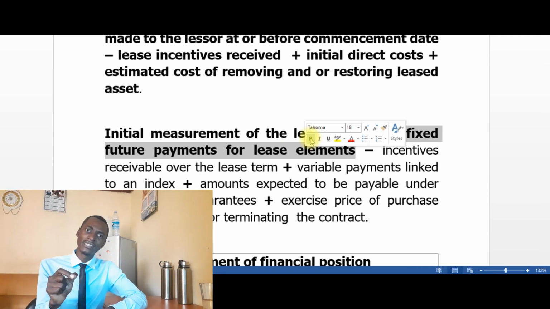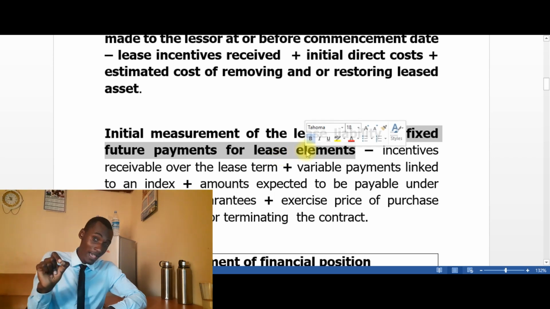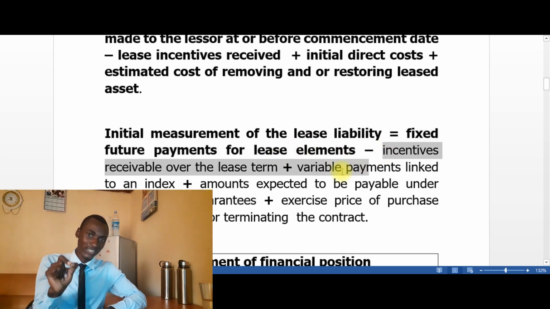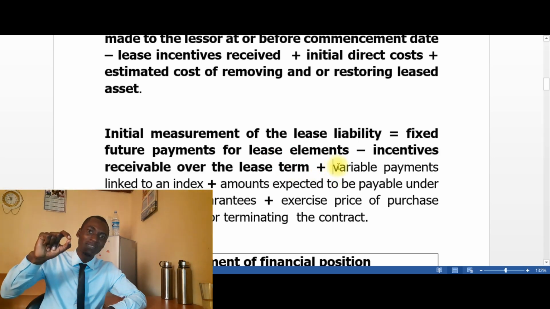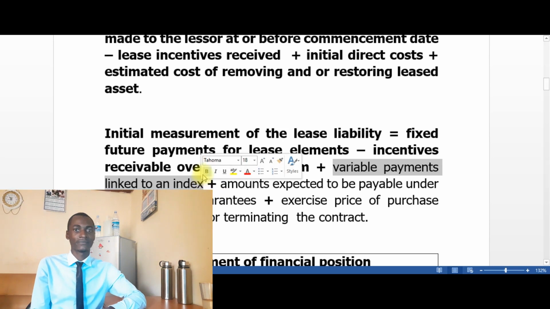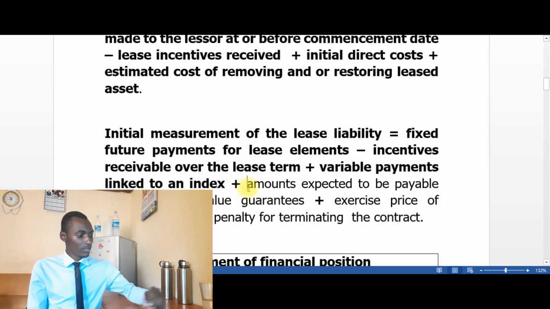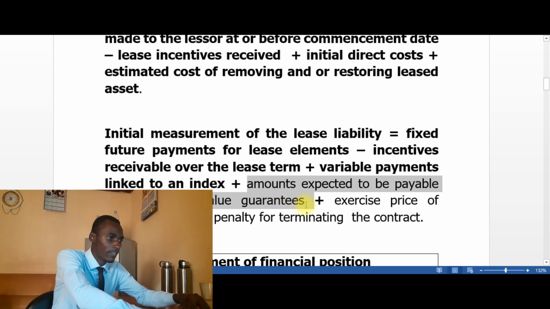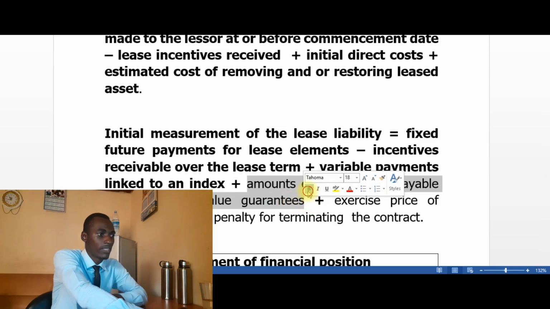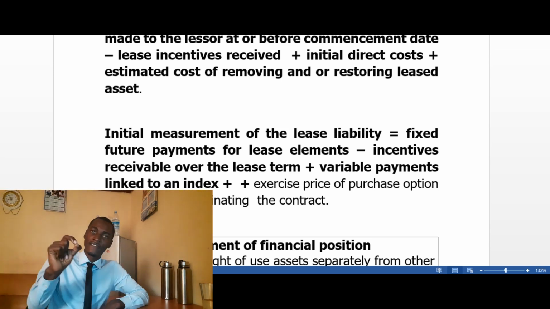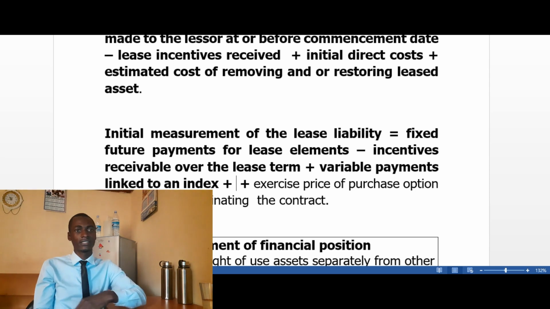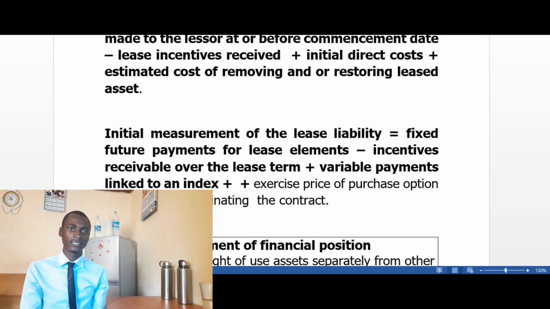Now the lease liability, remember initially it is measured at the present value of the lease payments. So we look at the future payments, but we discount them to get their present value. So those payments which have not yet been made at the date of the inception of the lease. So we have to capture the fixed future payments for the lease elements, the incentives receivable over the lease term, plus the variable payments linked to an index, then the exercise price of the purchase option.